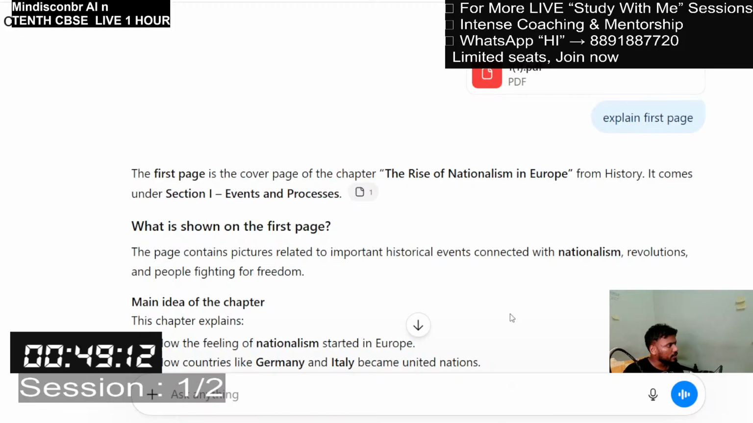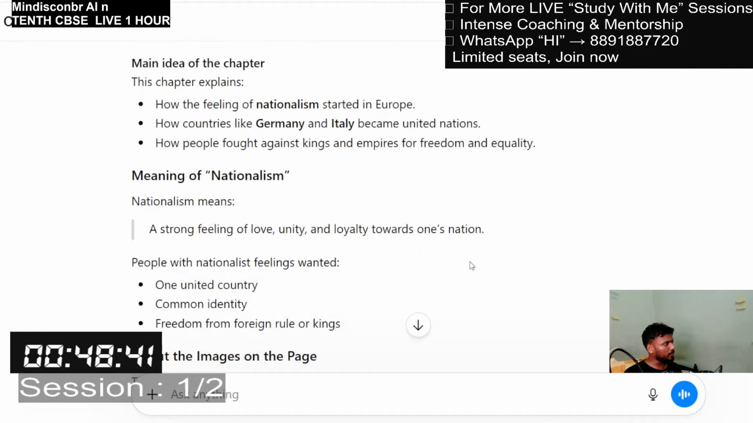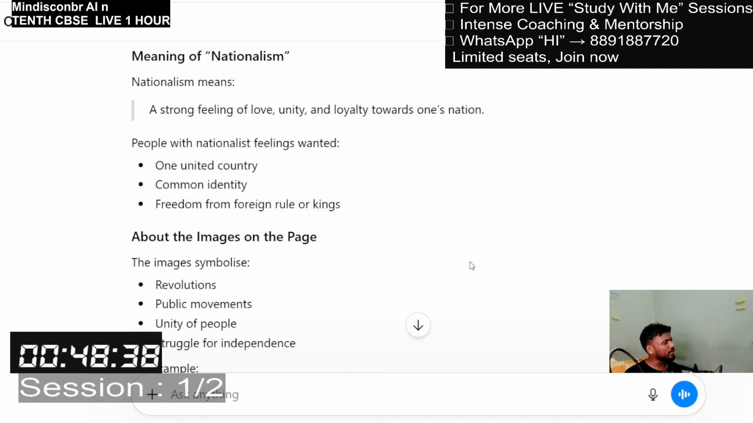Main idea of the chapter. This chapter explains how the feeling of nationalism started in Europe, how countries like Germany and Italy became united nations, how people fought against kings and empires for freedom and equality. Meaning of nationalism. Nationalism means a strong feeling of love, unity, and loyalty towards one's nation. People with nationalist feelings wanted one united country, common identity, and freedom from foreign rule or kings.